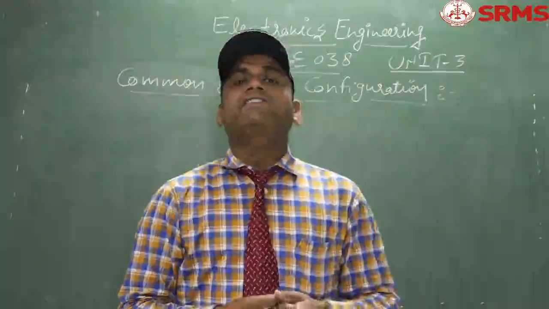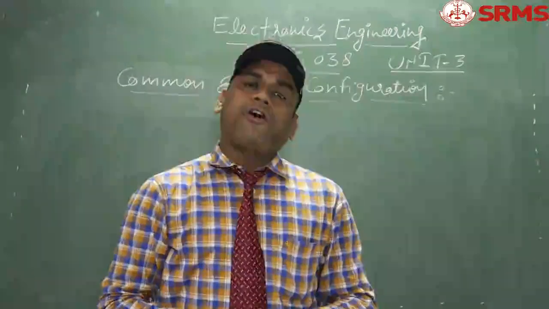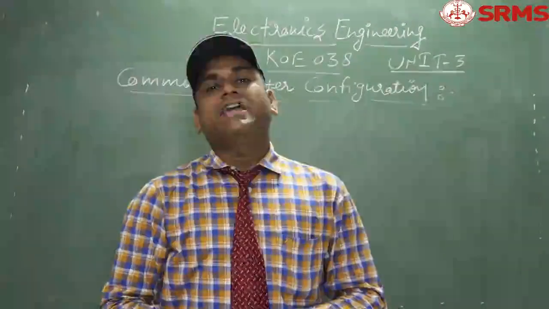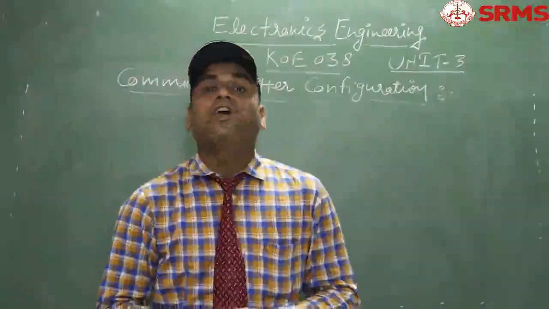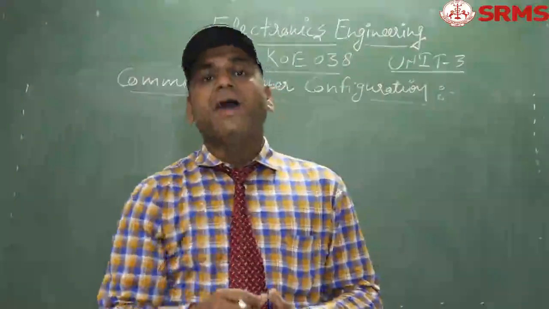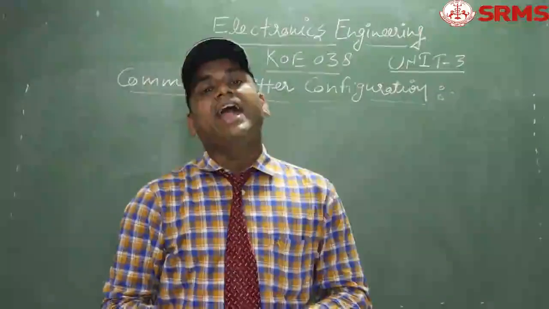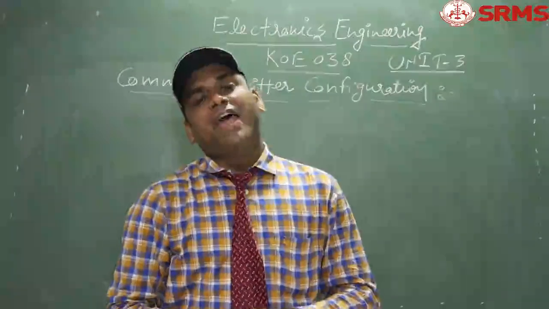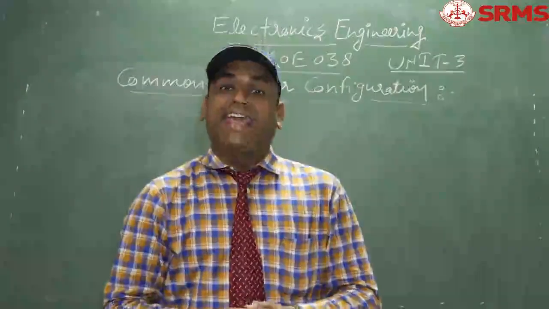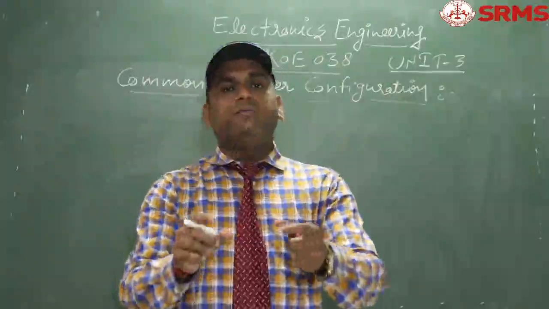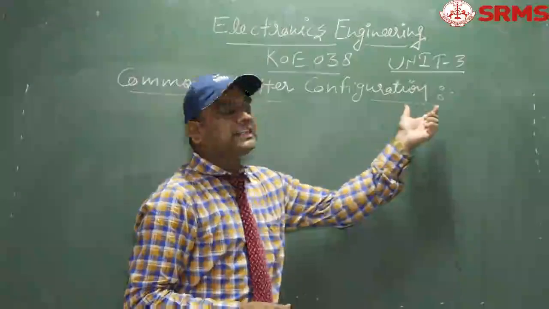In the last class, we were discussing the common base configuration, and we have seen how we can draw the common base configuration and how we can obtain the current relationship for it. And we have defined a parameter, known as the current amplification factor alpha. The value of alpha lies between 0.95 and 0.99, so the current gain is somewhat less as far as common base is concerned. Now today we will focus on the common emitter configuration.